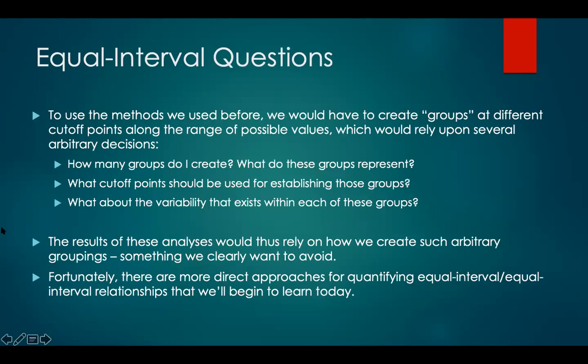To use the methods we used before, we would have to create groups at different cutoff points along the range of possible values, which would rely upon several arbitrary decisions. How many groups do I create, and what do these groups represent? What cutoff points should be used for establishing these groups? What about the variability that exists within each of these groups? The results of these analyses would thus rely on how we create such arbitrary groupings, something we clearly want to avoid. Fortunately, there are some more direct approaches for quantifying equal interval relationships that we'll begin to learn today.